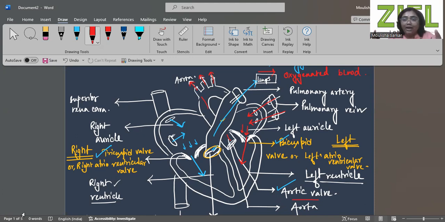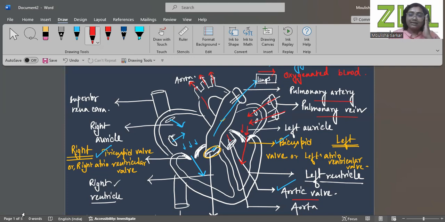Now one thing you can ask me is that we know all arteries carry oxygenated blood and all veins carry deoxygenated blood, but why is it opposite in the case of the pulmonary artery and pulmonary vein? Yes, that is the exception. The pulmonary artery is the only artery in our body that carries deoxygenated blood, and the pulmonary vein is the only vein in our body that carries oxygenated blood. Okay, so this is the pattern of how blood is flowing through our heart.